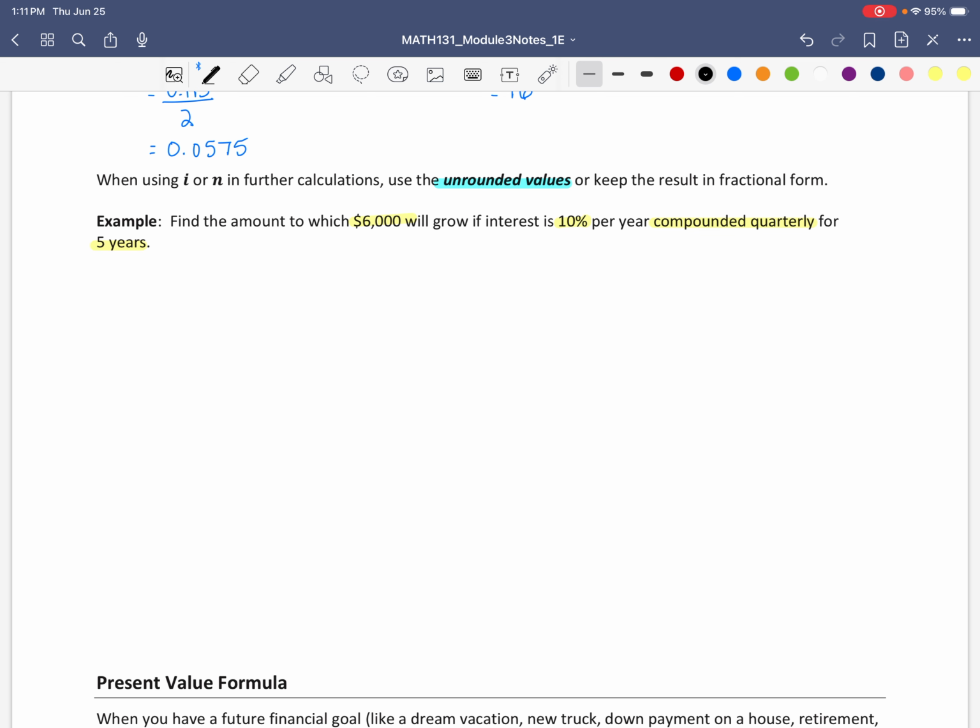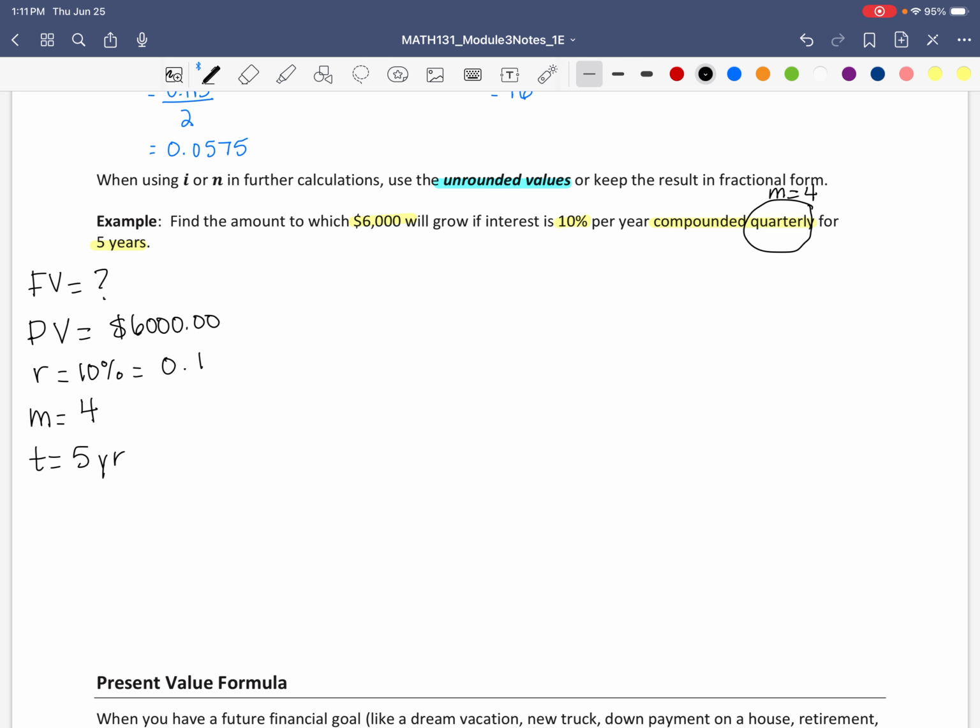So let's take a look at what we have and what we're solving for. So we're solving for our future value. We have that our present value is equal to $6,000. We have our R value of 10%, which we know is equivalent to 0.1 as a decimal. Our M value is quarterly, is how it's being compounded. So that means 4 times a year. So our M value is 4. And then our time is 5 years.